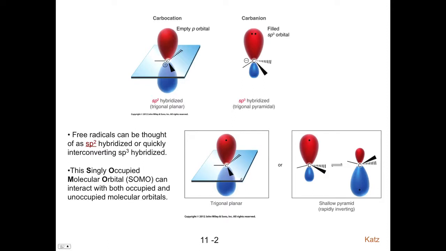So for all intents and purposes and for all argument's sake, we still say that even though you have some electron density here in some of these lobes, it is still going to be a trigonal planar, because this trigonal planar here is sort of an average of these two rapidly interconverting trigonal pyramids. All right, so even though we see this and this and this and this, we still say it's trigonal planar, and we still sort of all agree it's going to be an sp2 hybrid species here. Okay, this is a singly occupied molecular orbital, and this can interact with orbitals that are both occupied and unoccupied. Okay, just so you know that.